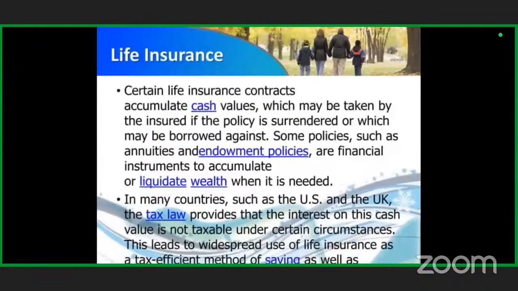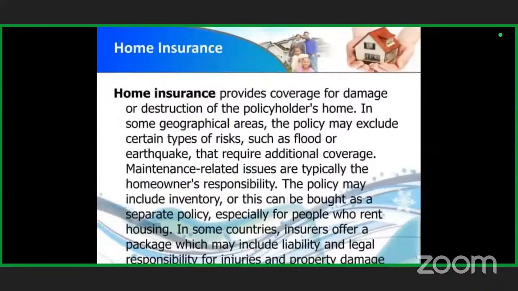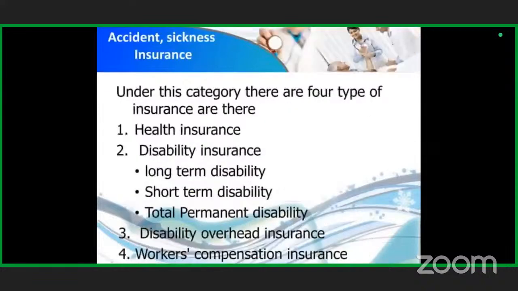Then certain life insurance contracts accumulate cash values. Endowment policies will be there, which liquidate wealth, tax benefits will be available, and saving is also possible with life insurance. Coming to home insurance, it will give protection to your home against various risks relating to earthquakes, and maintenance related house owners' responsibilities have a separate policy under home insurance.